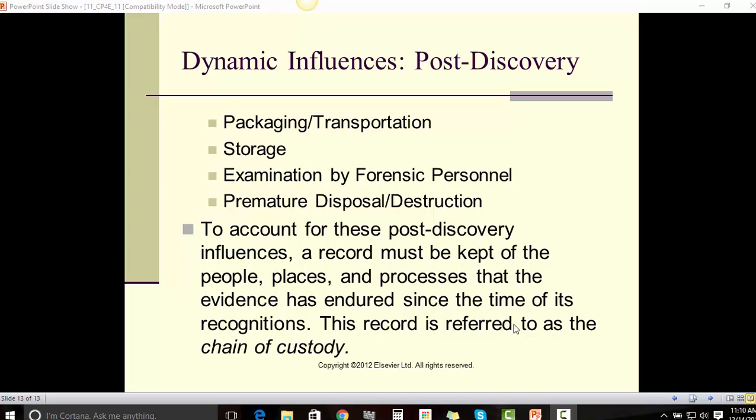To account for these post-discovery influences, a record must be kept of the people, places, and processes that the evidence has endured since the time of its recognition. This record is referred to as the chain of custody.